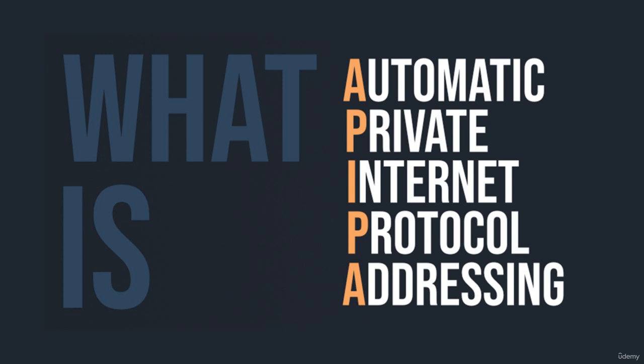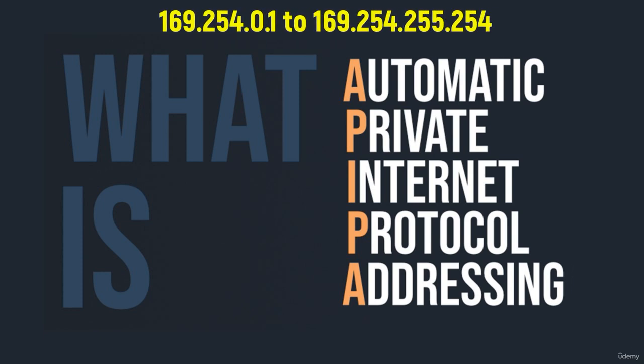So the IP address range for APIPA is 169.254.0.1 through 169.254.255.254, having 65,534 usable IP addresses, with, of course, a subnet mask of 255.255.0.0.